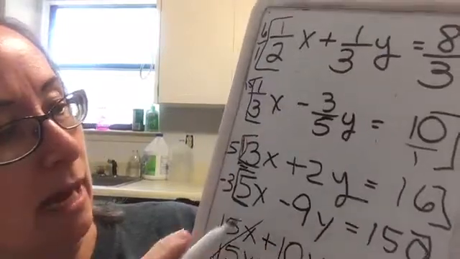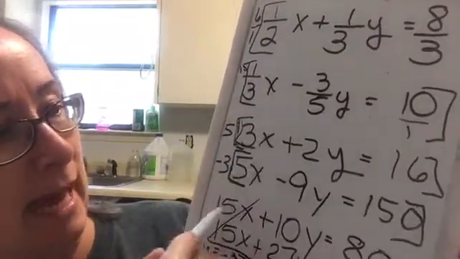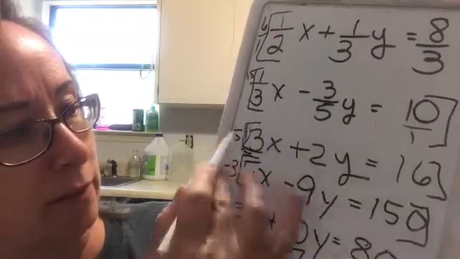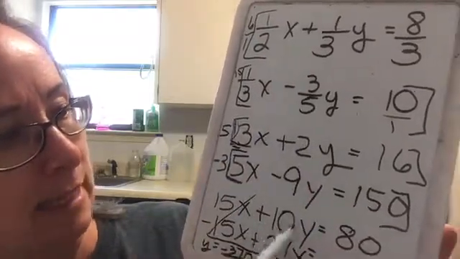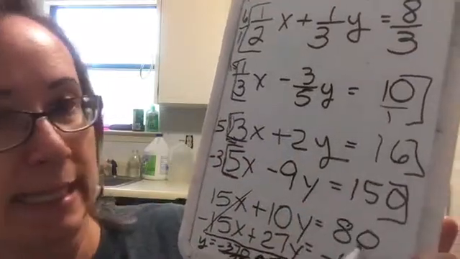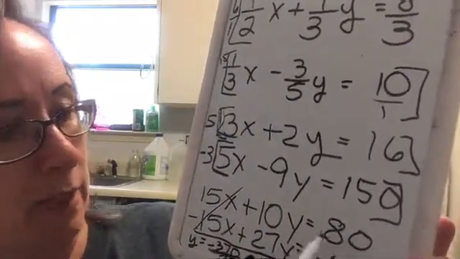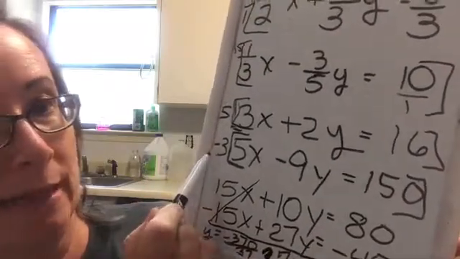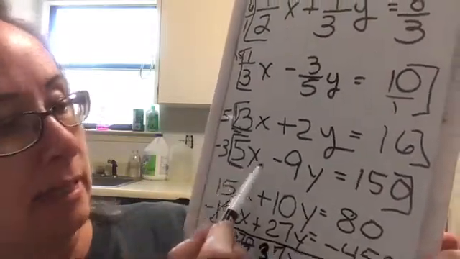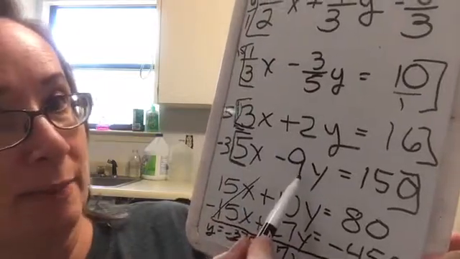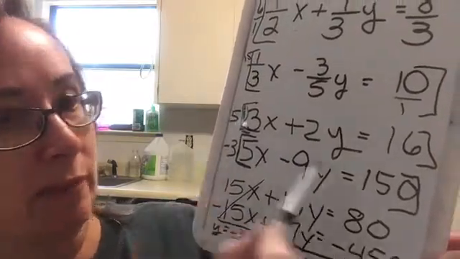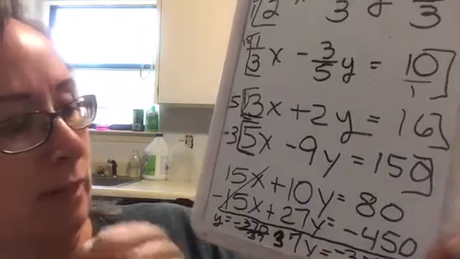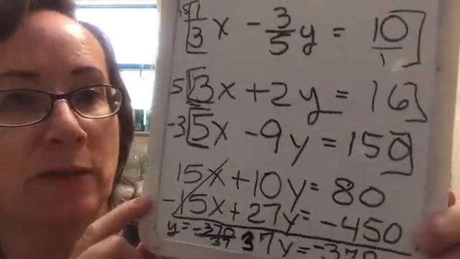Okay, so now I've got 15x and 10y distributing through. 5 times 2 is 10y. 5 times 16 is 80. So this will be my new first equation. And my second one will be negative 3 times a 5x, and a negative 3 times a 9y, and a negative 3 times a 150. So this is my new second equation down here when I multiply those all together.